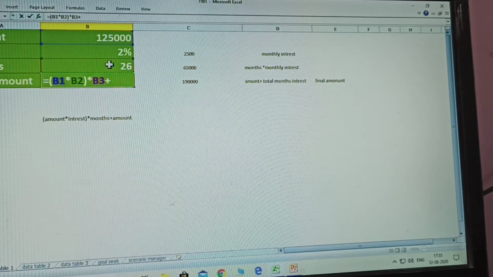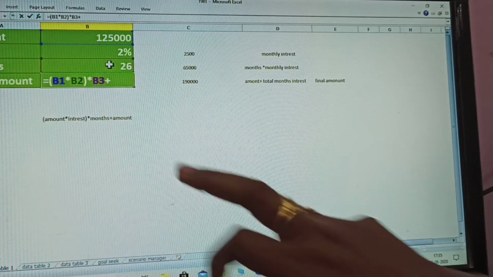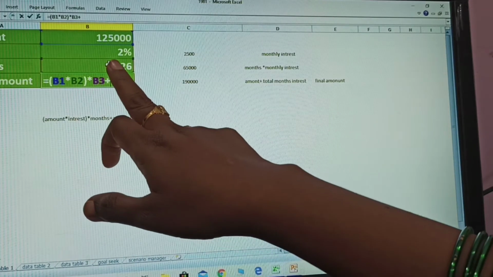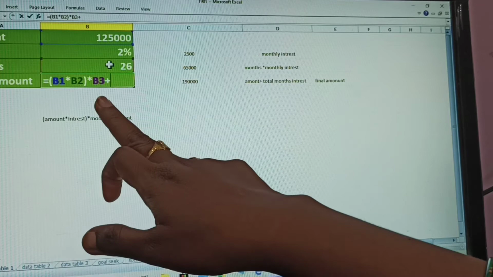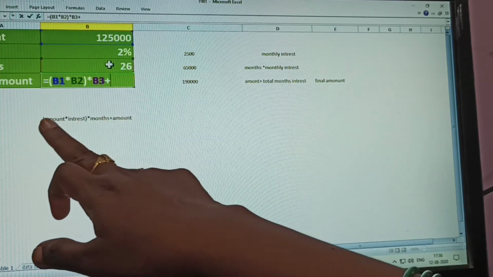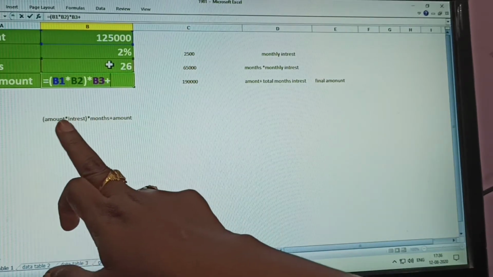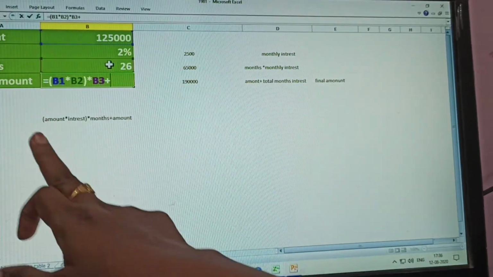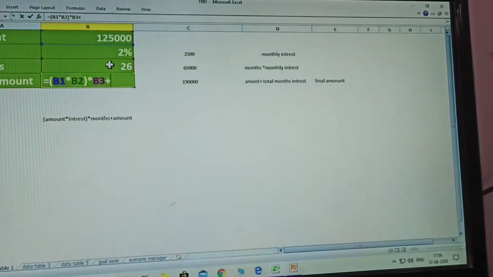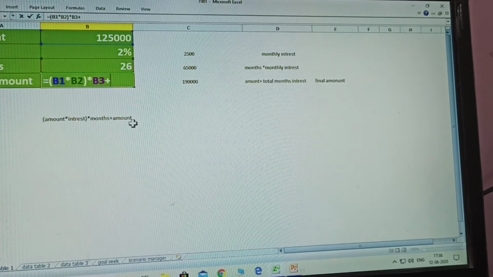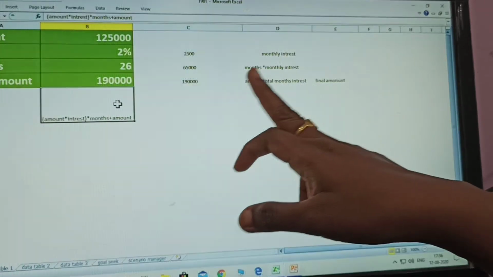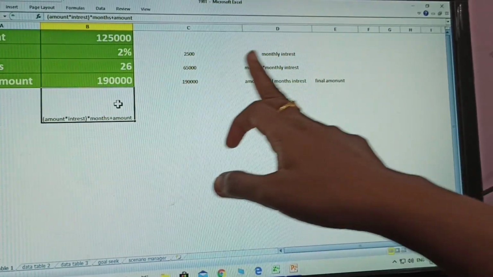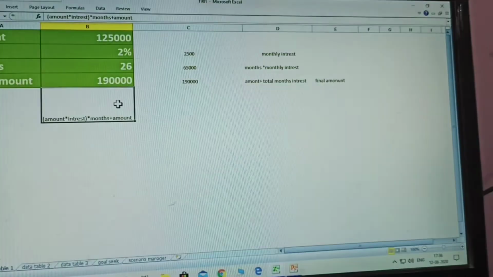Plus amount. This is the months. How many months, plus amount? So it is amount into interest into months, plus amount. The same formula is given directly here. It is the same amount here, and plus amount. Amount of how much? This one. Click Enter. Same result. In the three formulas, you use the same formula at a time.